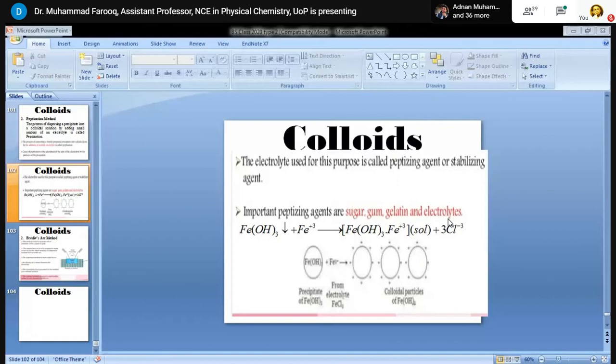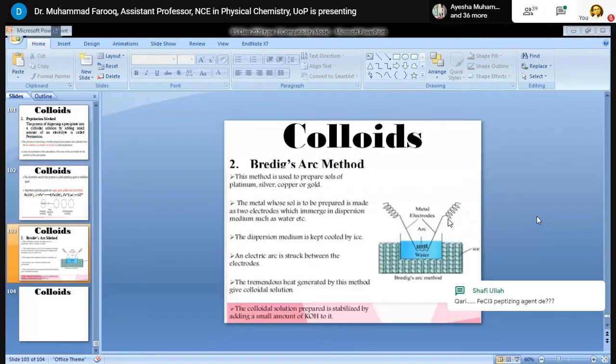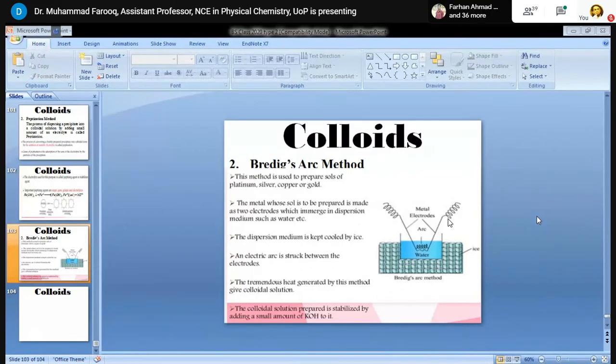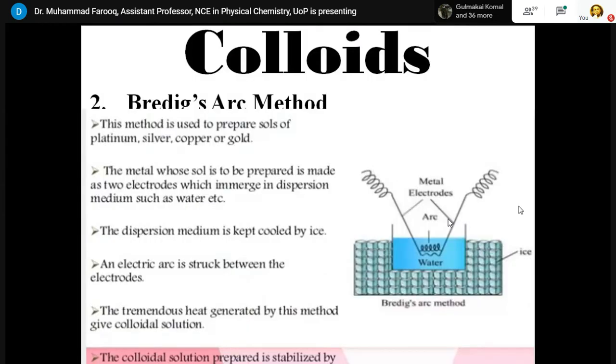Okay. Now next, this is the second method used in dispersion. This is the second dispersion method. The third one is the Bredig arc method. This is the third method. What happens in this method? We have a solution. When the metal whose sol is to be prepared is made into two electrodes, they are immersed in a dispersion medium such as water.